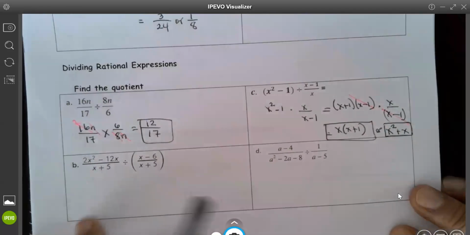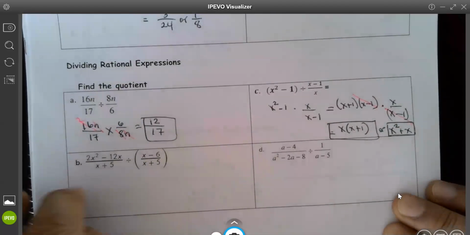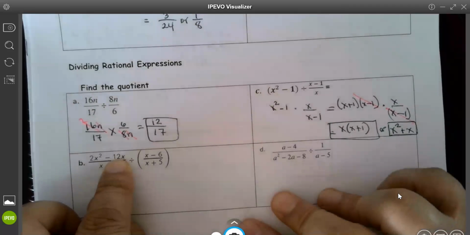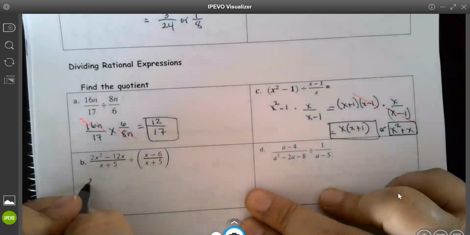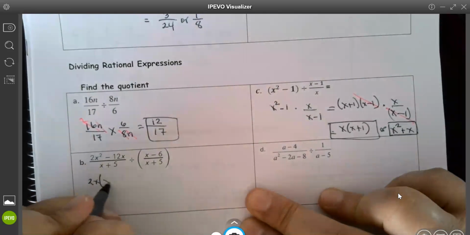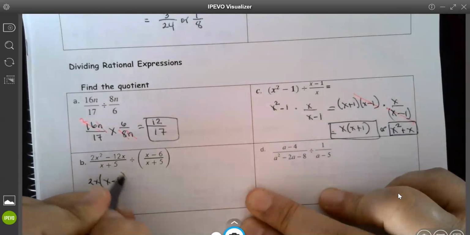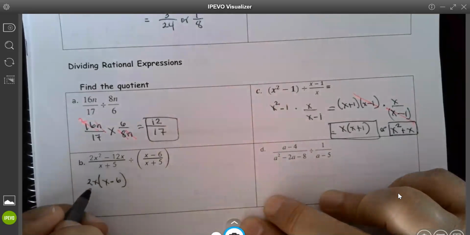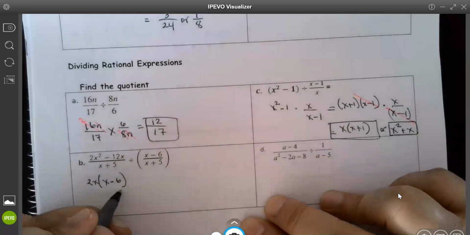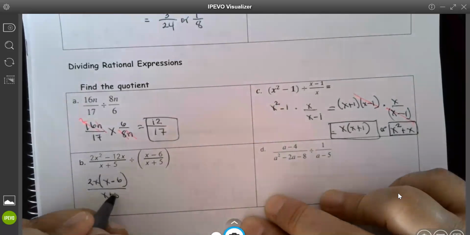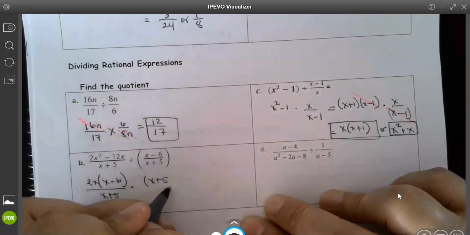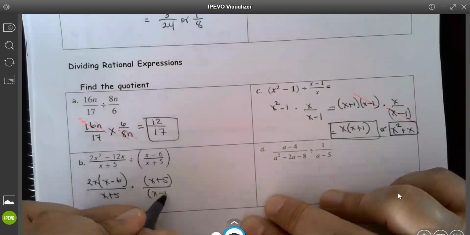Okay, let's try to do this one. The common monomial factor of 2 and 12 is 2. Then you have x here, so you have an x here. And so the monomial factor will be 2x. So this is going to be 2x, and then this is x minus 6. If you want to check, 2x times x is 2x squared. 2x times 6 is negative 12x. Divided by x plus 1, times, get the reciprocal of this, becomes x plus 5 over x minus 6.